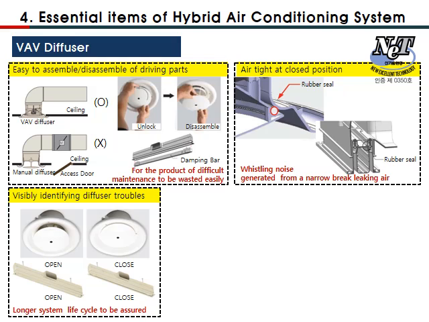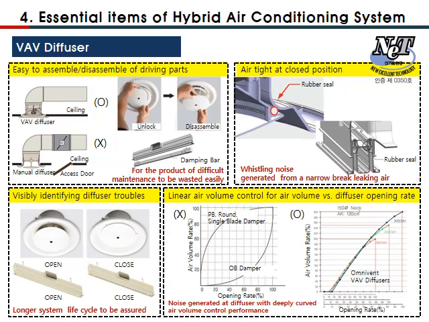Third, as shown in the lower left images, any future wear and tear or defects in driving parts such as diffuser cones or damping bars must be visible at first glance. This will ensure easy maintenance and a longer life cycle of the system. Finally, as shown in the lower right corner, the airflow rate from the diffuser must be linearly controlled with the diffuser's opening rate. Otherwise, a large air volume discharged from a narrow opening of the diffuser will generate a whistling noise due to fast air velocity.